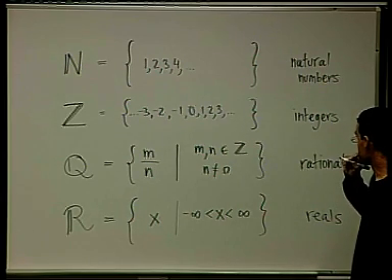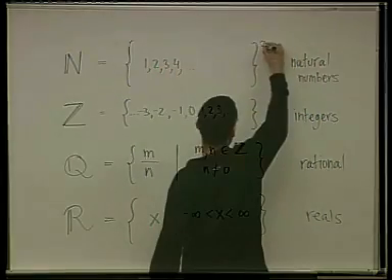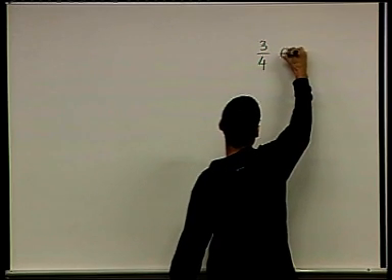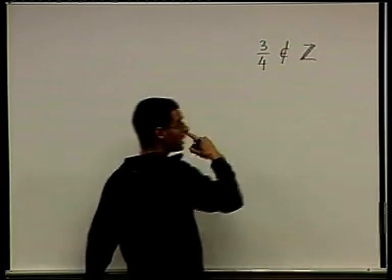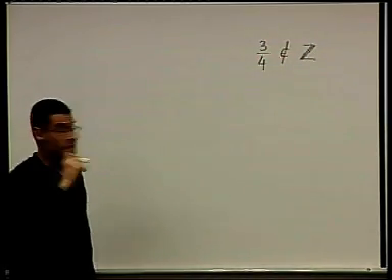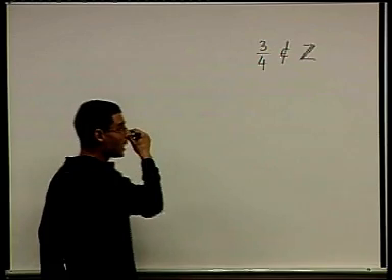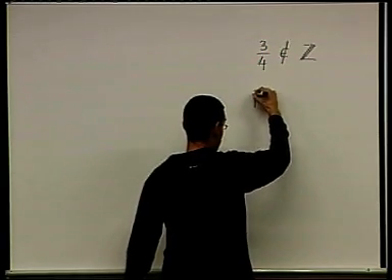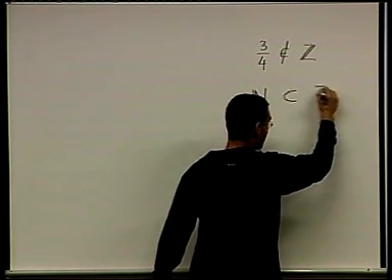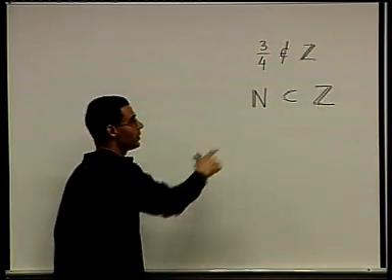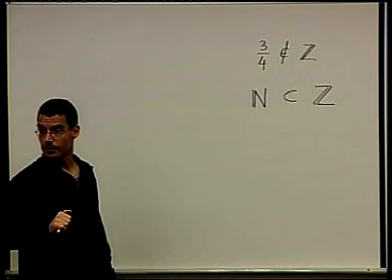Now, let's introduce a bit more notation. So when I write something like this, 3 over 4, can you read that? It says 3/4 does not belong to the integers, right? Can you understand when I write this? The natural numbers are contained in the integers. So this lengthy C means contained. Okay?